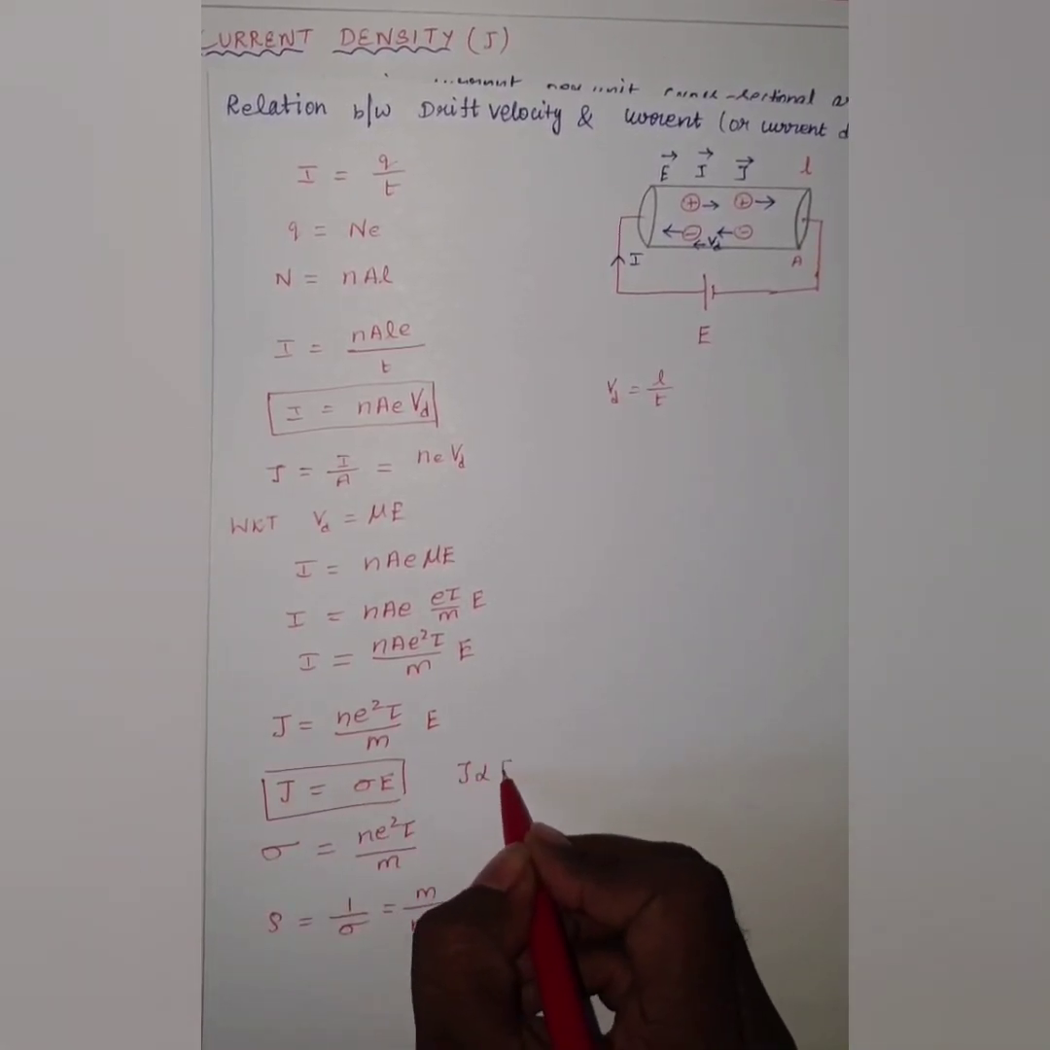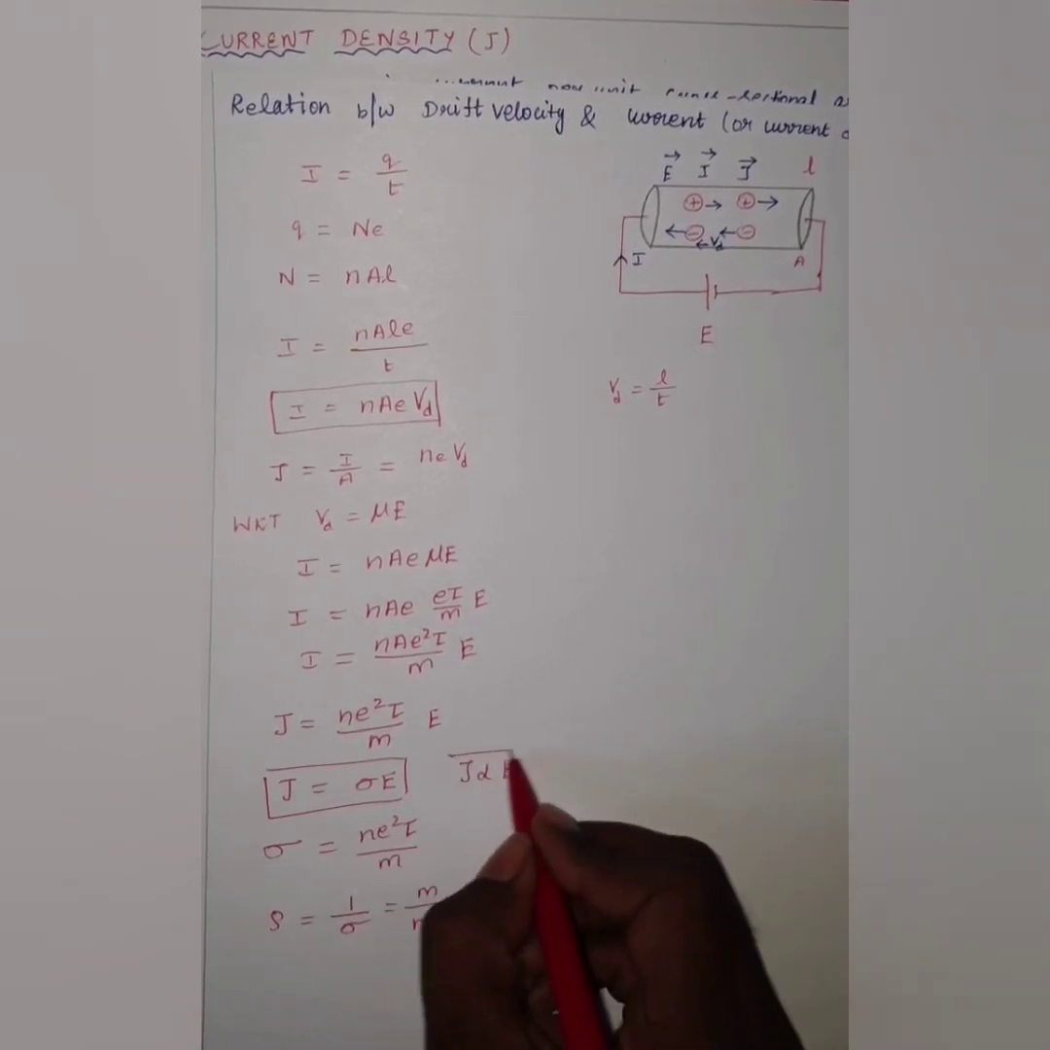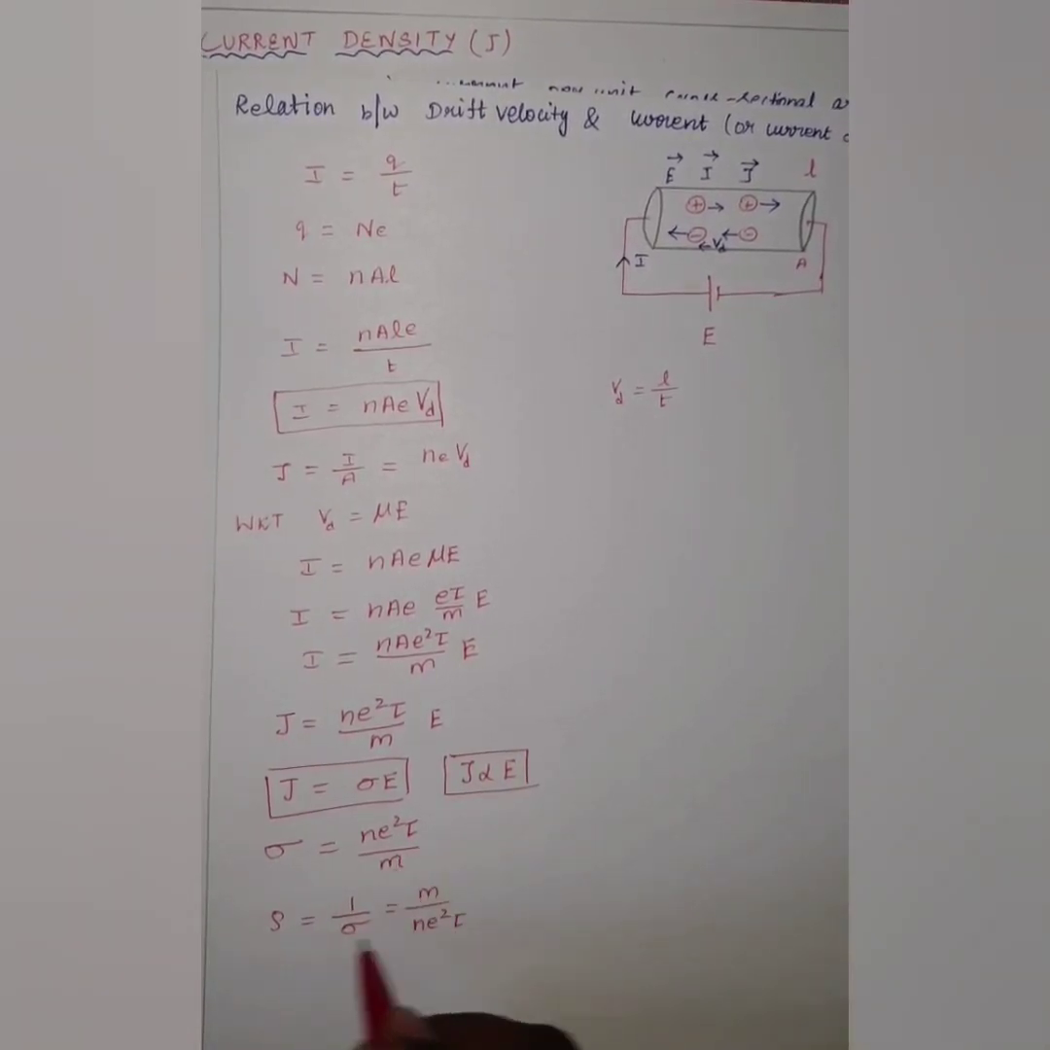From here, J is directly proportional to the electric field that I apply, along with the sigma formula and the rho formula.